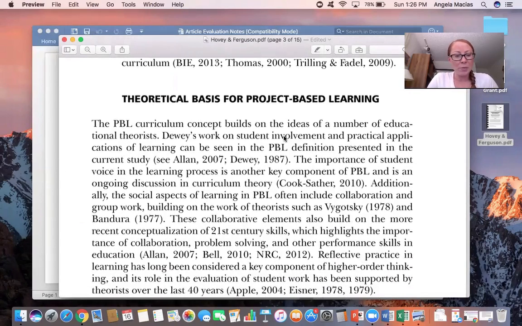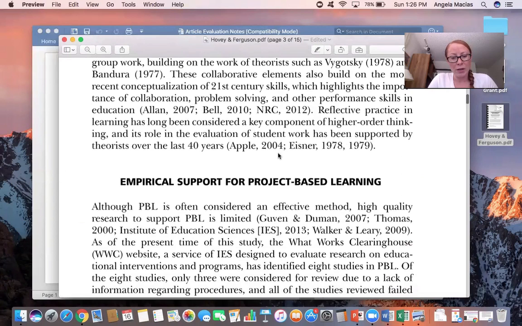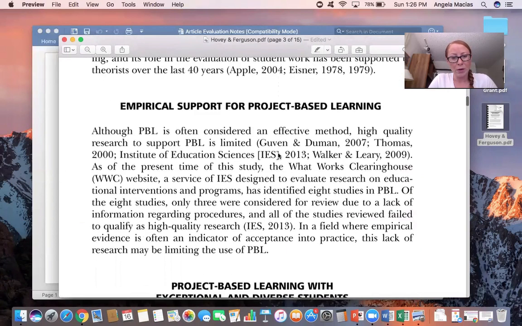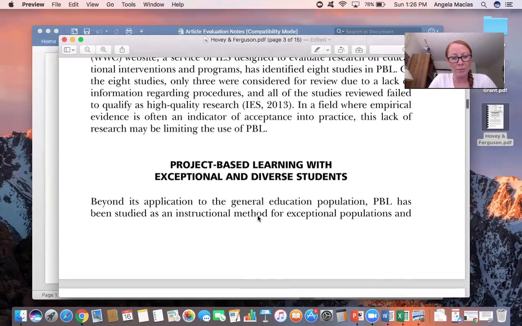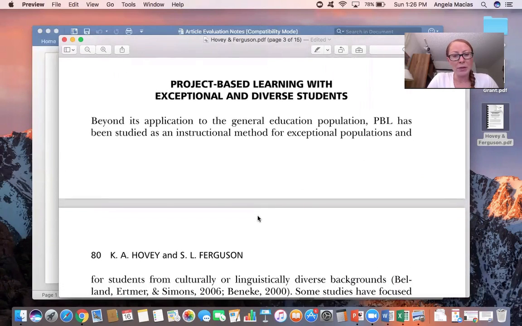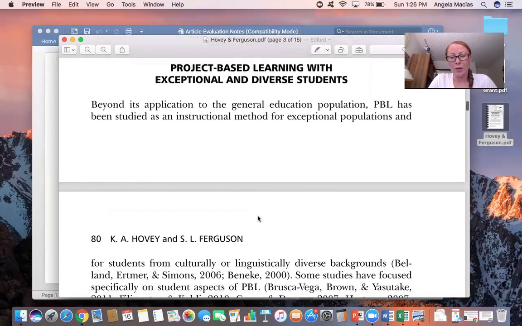Theoretical basis for project-based learning. Again, they're giving you some context for why it's so important. Empirical support. So they're going to show you that other people have proven that this is valid. And then right here, project-based learning with exceptional and diverse students. Now they're getting a little more specific to their topic. They're not just looking at project-based learning in general. They're looking at project-based learning for these exceptional and diverse students.